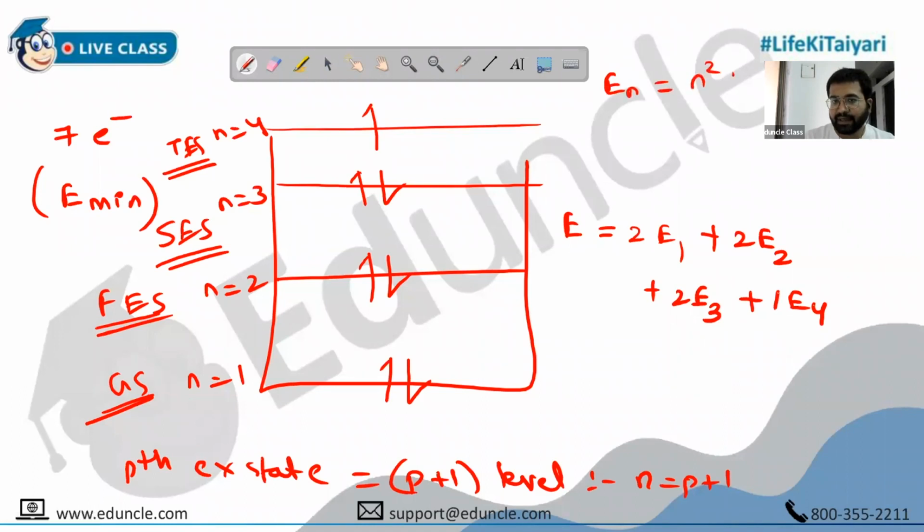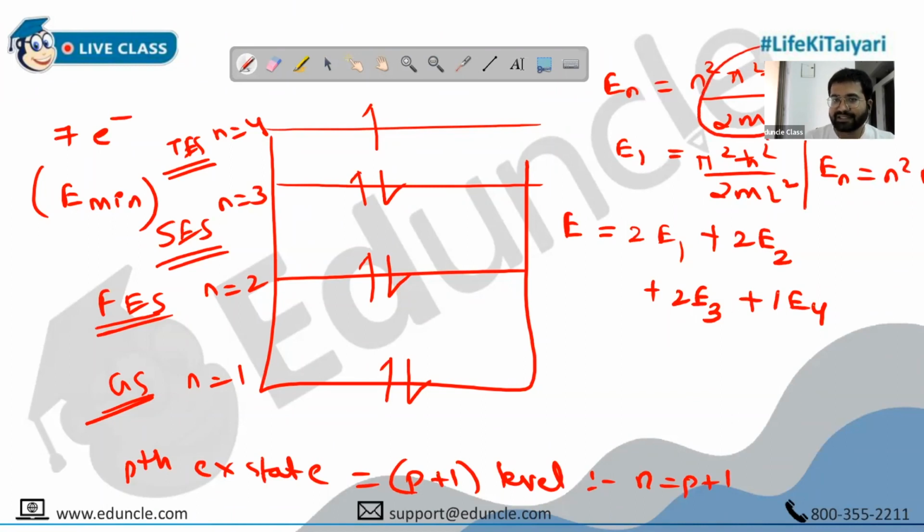What is En? En is, as we know, n square pi square h cut square upon 2 m L square. We can write this as E1, which is 1 square pi square h cut square upon 2 m L square, which is just pi square h cut square upon 2 m L square. So in general, can I say that En is n square into E1?